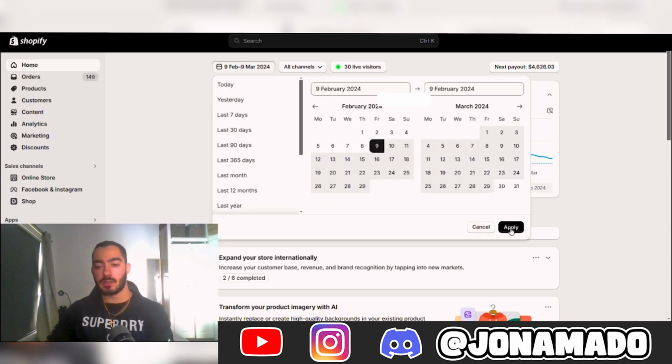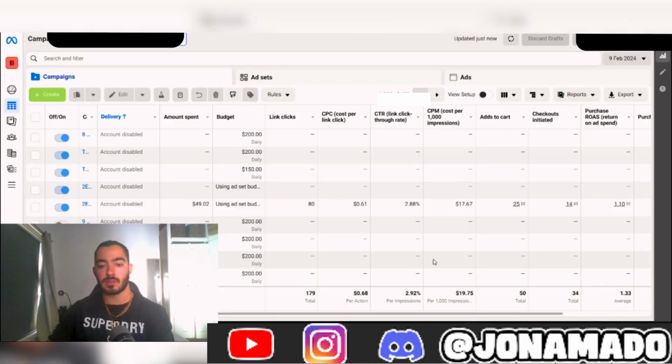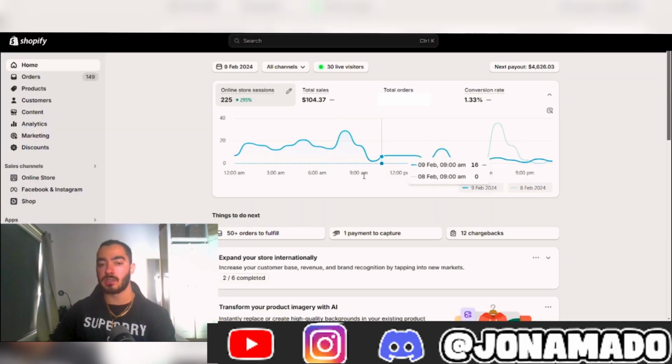The first day we did 104 in sales, and we spent 120 in ads. So you may think at first glance that's unprofitable, but because I am Australian, I believe it actually was profitable. So this is Australian dollars and this is USD.